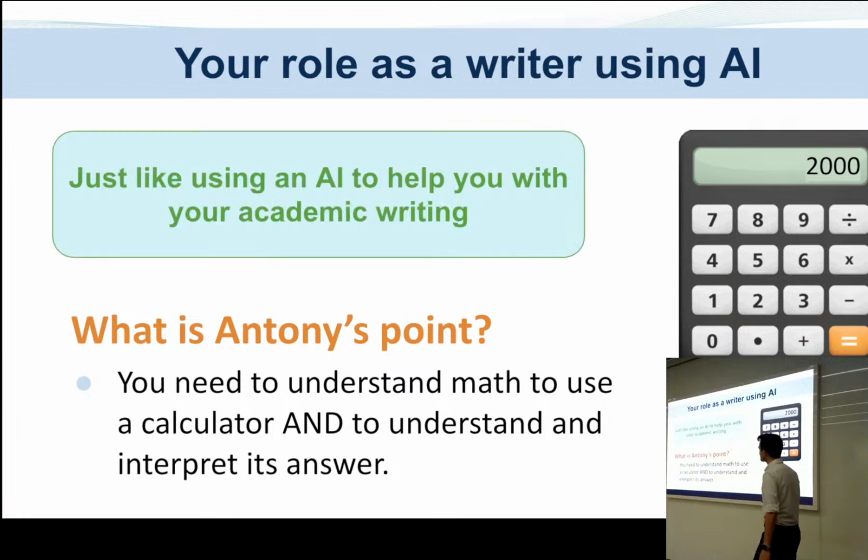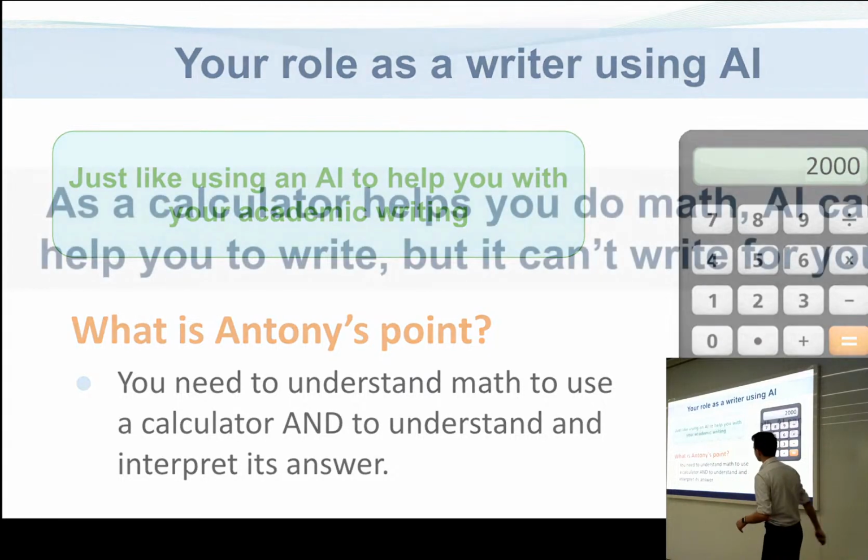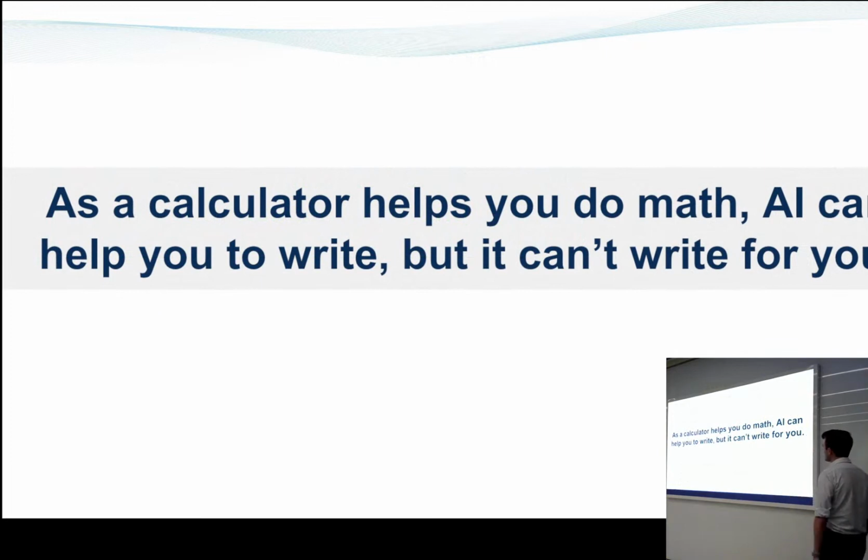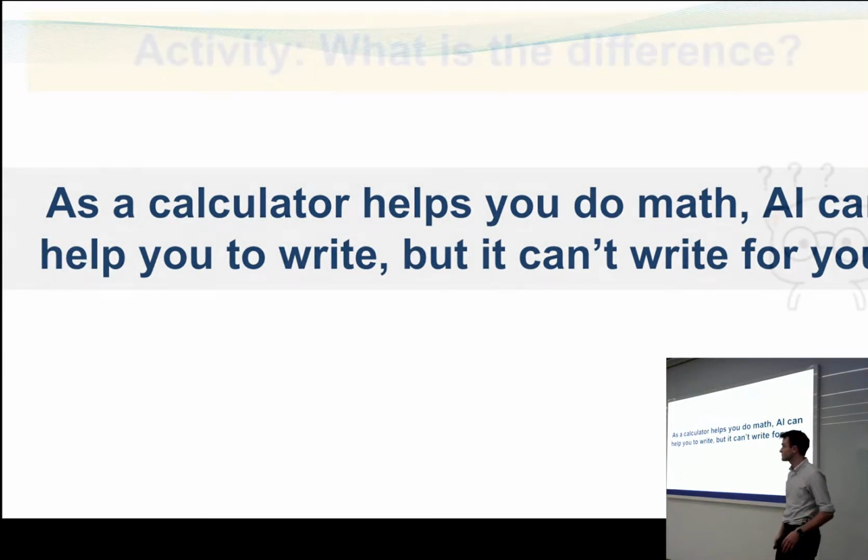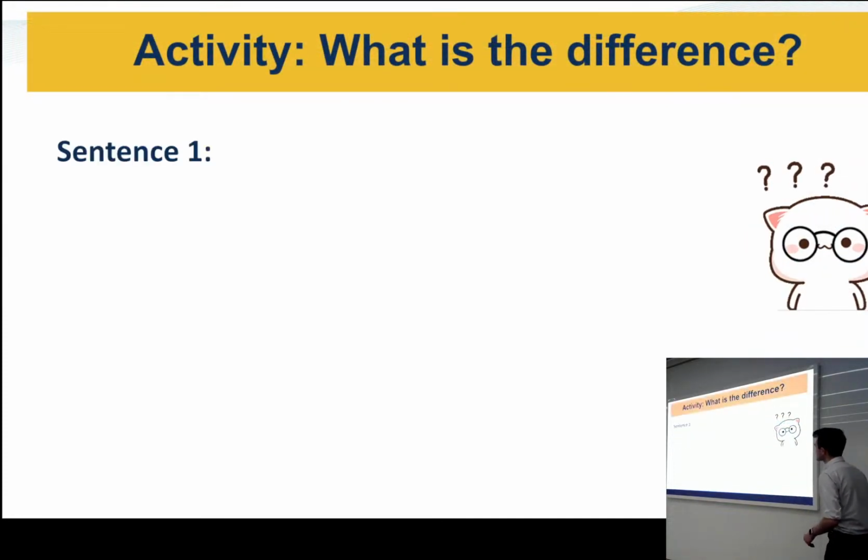Wow, AI is so similar. Using AI can help you with your academic writing. If you don't know how to input correctly and you don't know how to interpret the answer, you can't use the tool. You're going to think that you can buy 2,000 candy bars. Yeah, and we don't want that. As a calculator helps you do math, AI can help you to write, but it can't write for you. Very different. So what's the difference?